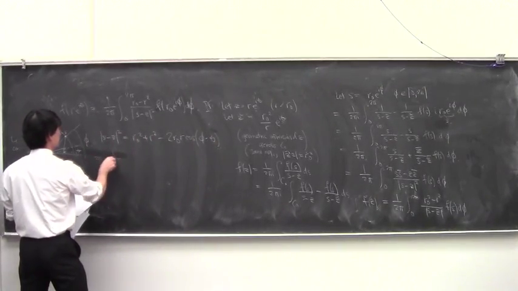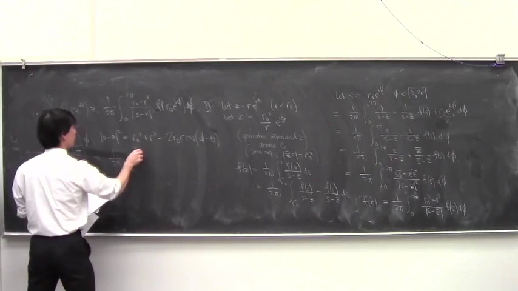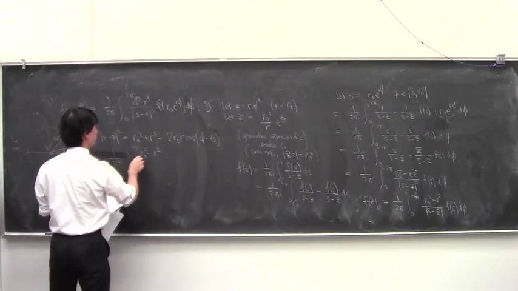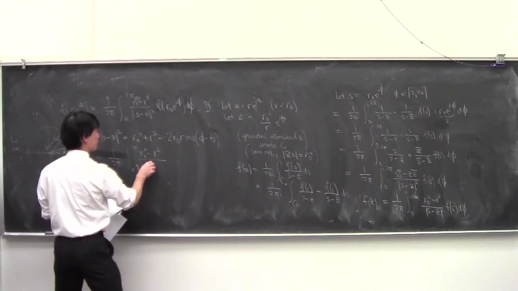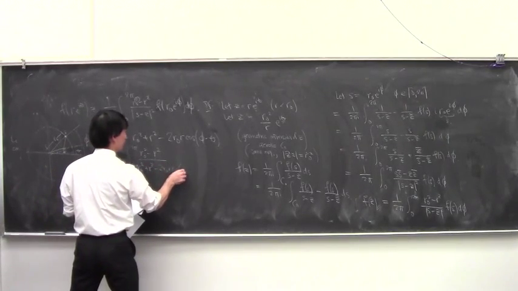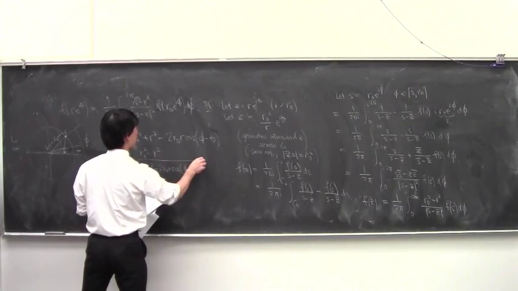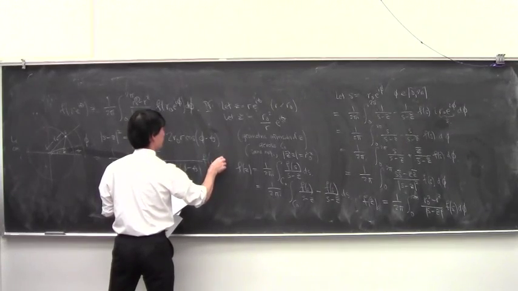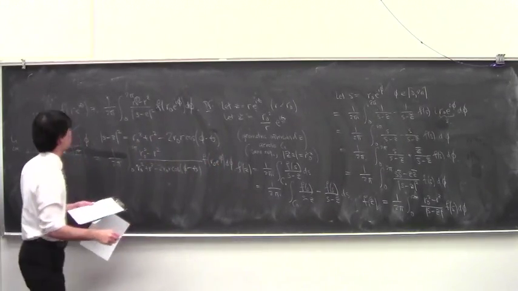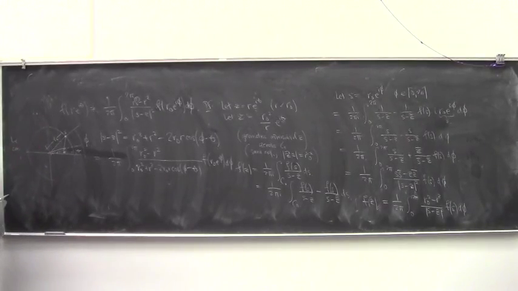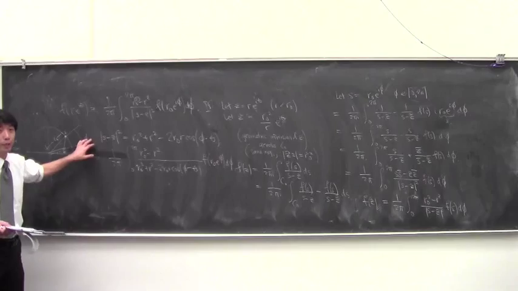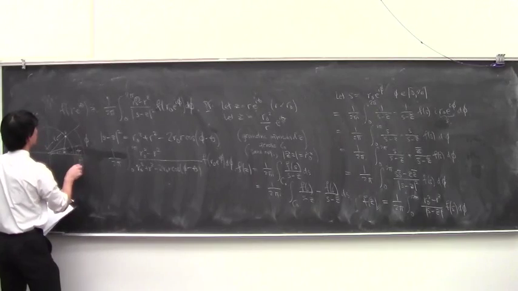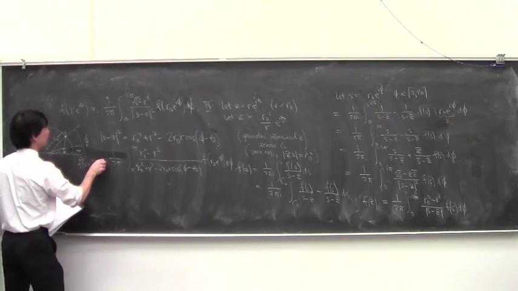And so what you end up with is this: 1/2 pi times the integral of r naught squared minus r squared over r naught squared plus r squared minus 2 r naught r cosine of phi minus theta, times f of r naught e to the i phi. So this is just the Cauchy integral formula expressed in polar form, right? f of r e to the i theta equals this.